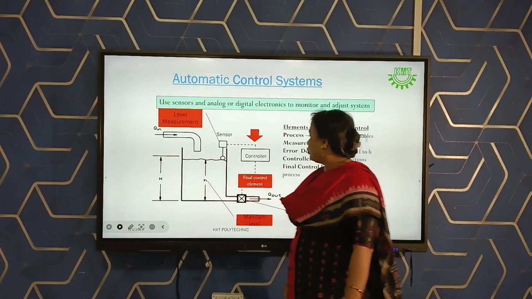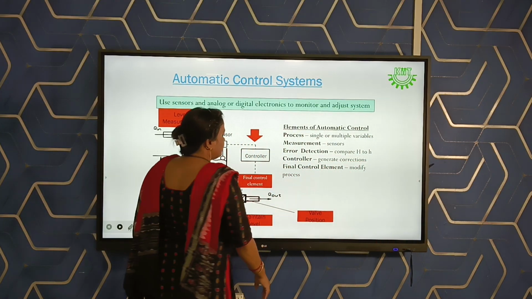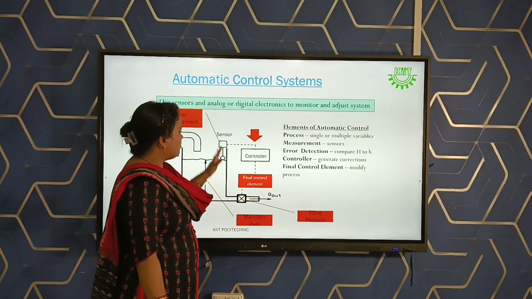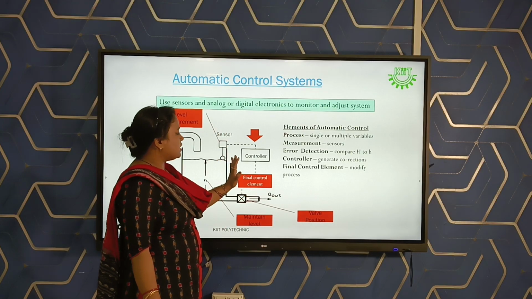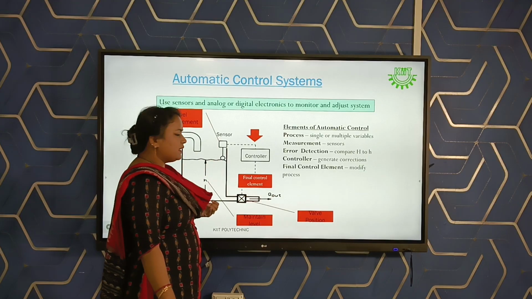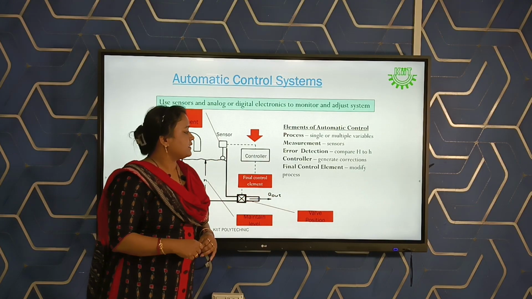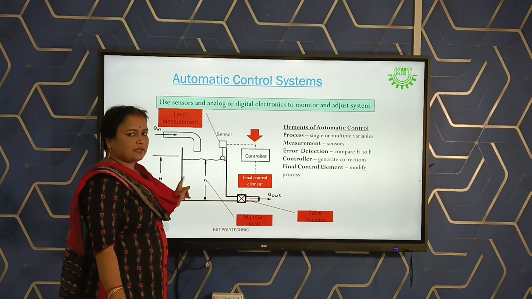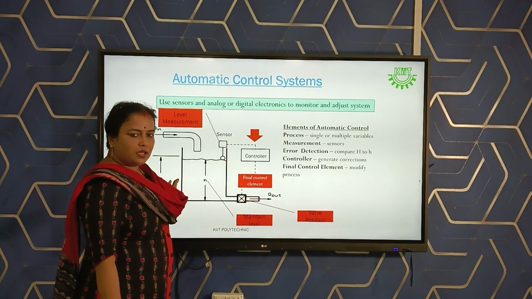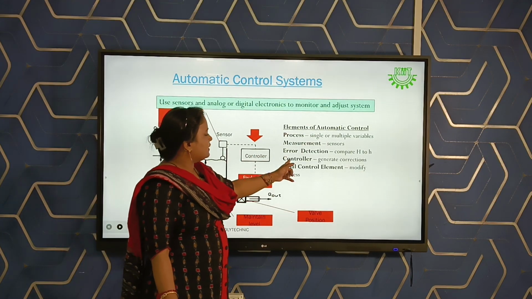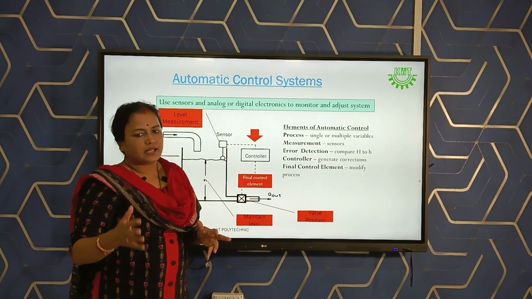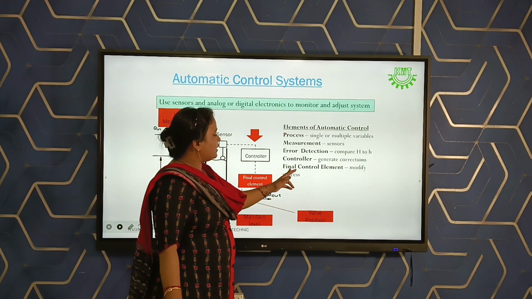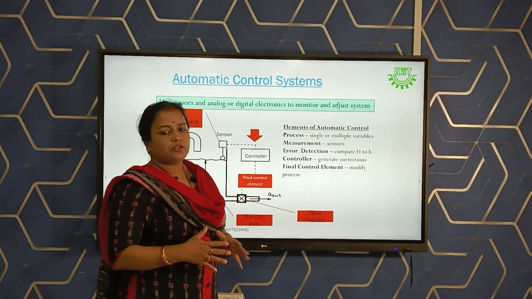What are the elements of our automatic control? First one is the process. Process means it may deal with single or multiple variables. Measurement means it will be done by the sensor, whether the water is present inside or outside. Next one is error detection, meaning if there is any difference between small h and capital H, the required value and the set value. Next, the controller will generate a correction if there is any variation between the measurement and the actual value. Next one, the final controller element will modify the process.